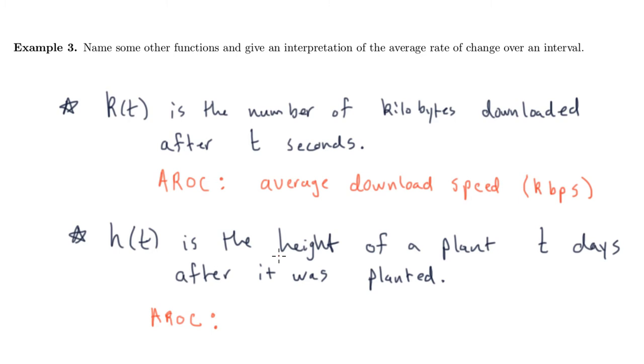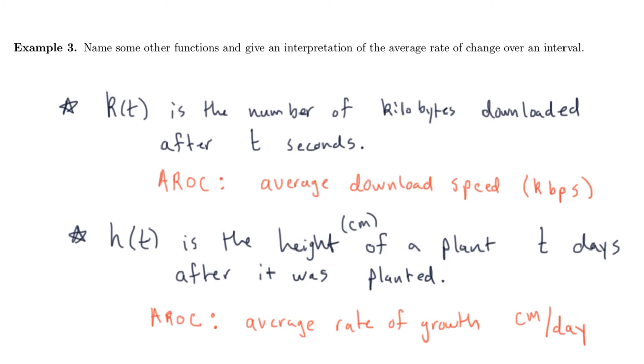Okay, so what is the average rate of change? Well, it's the average rate of growth. And so let's say that the height, let's give the height units. So maybe the height is in centimeters. So then the average rate of growth is going to be in centimeters per day. Okay, so it's just a rate of growth, average rate of growth.